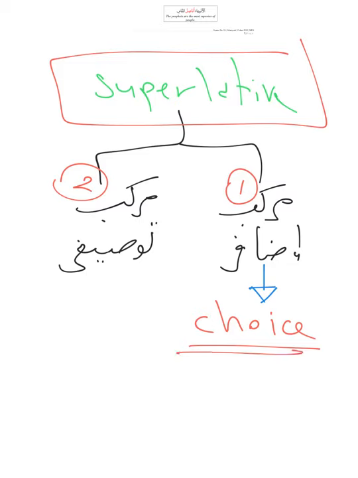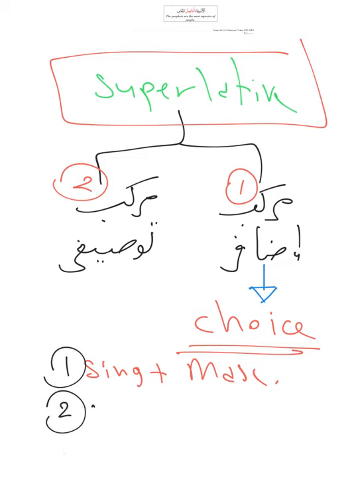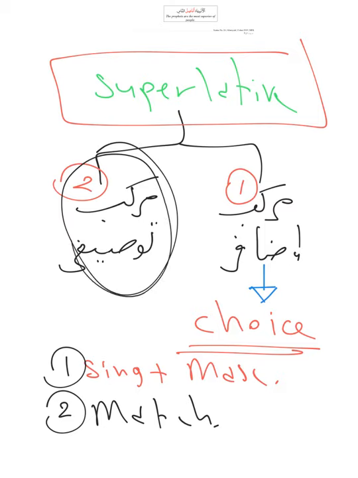What is the choice? You can either keep the ismu tafdil as singular and masculine, or you can make it match. Just remember the example, Fatima to ashrafun nisa and Fatima to shurfan nisa. There you are. So this is the conclusion. And inshallah, we will have a further video explaining how to use the superlative as mawsuf sifa, al-murakkabu tawsifi.